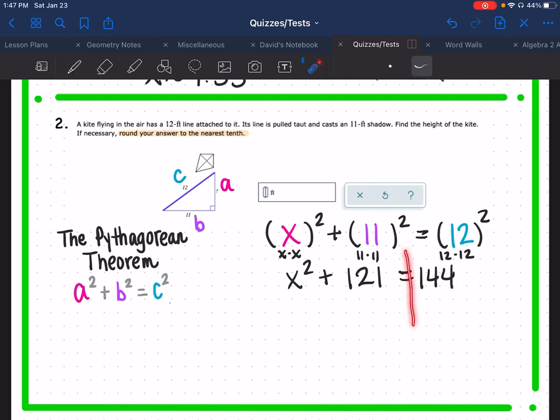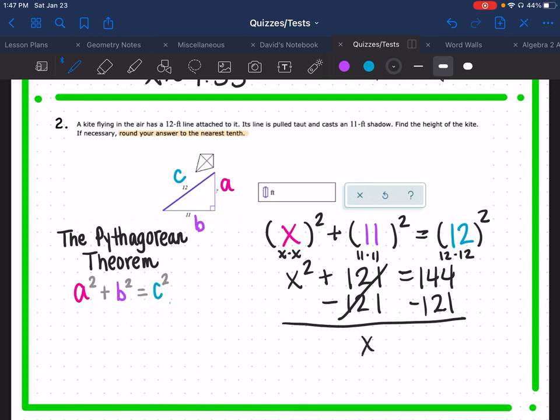Split it. They're split once again, so I'm going to go ahead and subtract. Now remember, if they were together on the same side, I would actually add. 144 minus 121 is 23.